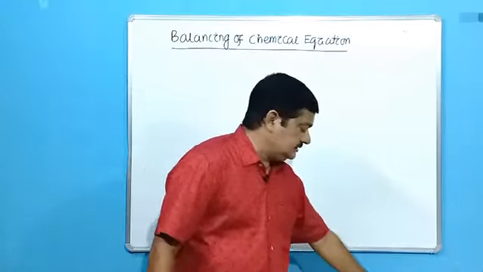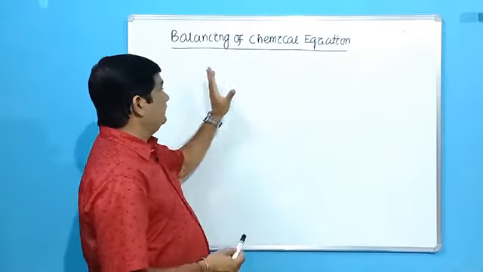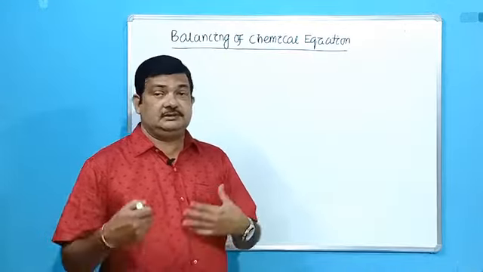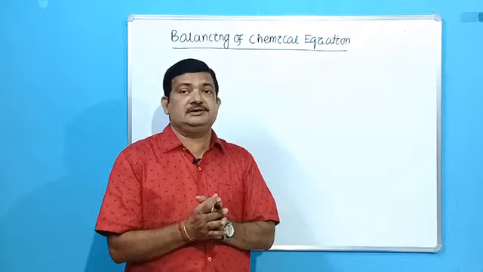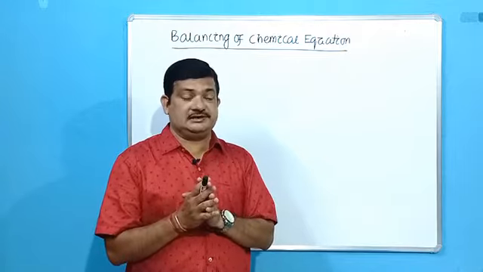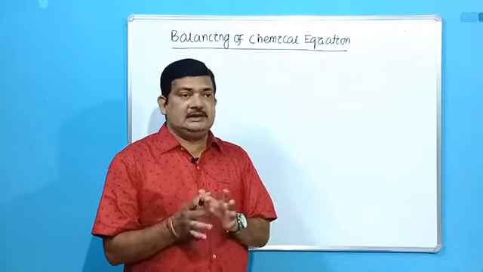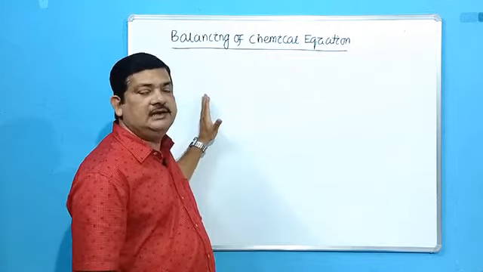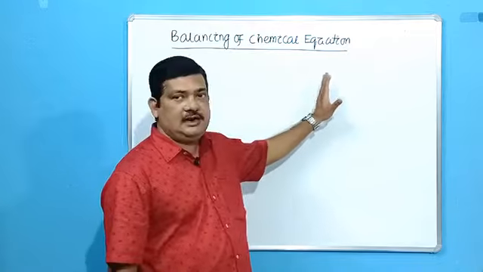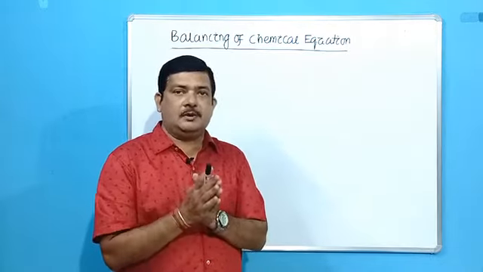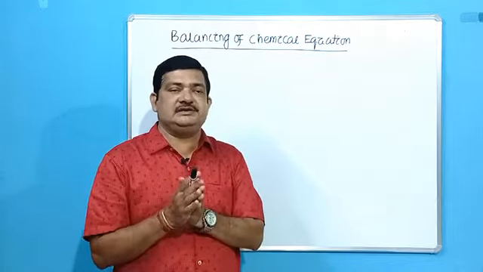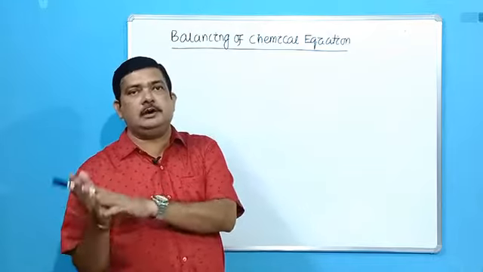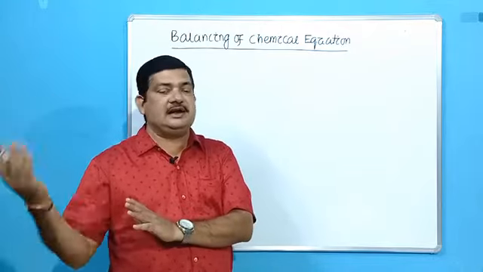So next students, as you can see, we will discuss balancing of chemical equation. I told you the first condition of a chemical equation, that it must be balanced. So what do you mean by balanced? Now in a chemical equation, on the left hand side we write the reactants, on the right hand side we write the products. So the number of atoms of each species on the left hand side should be equal to the number of atoms on the right hand side.